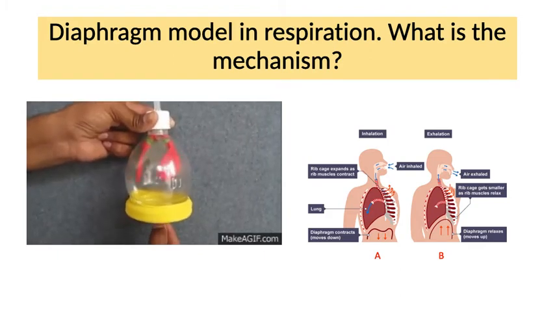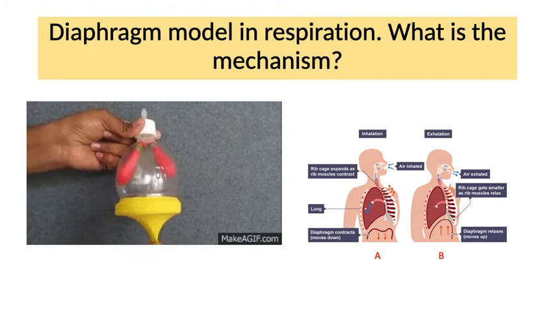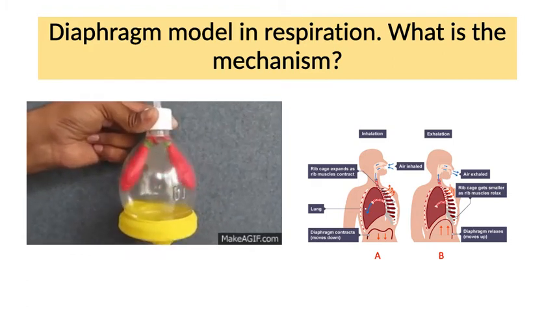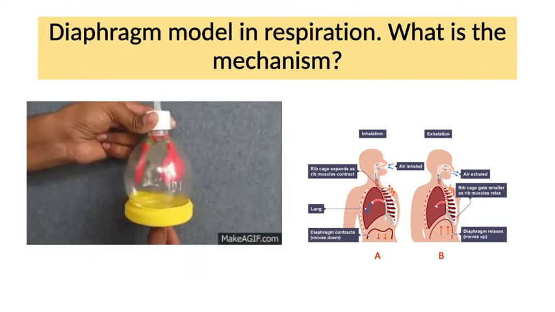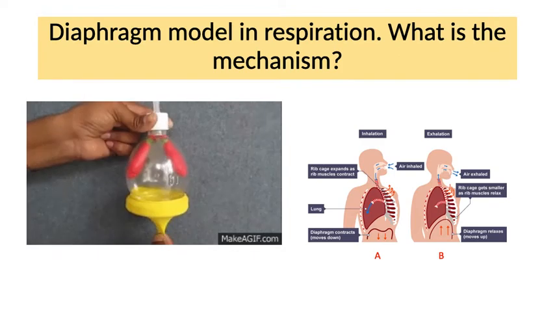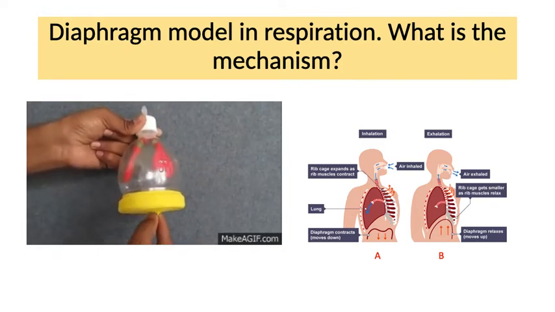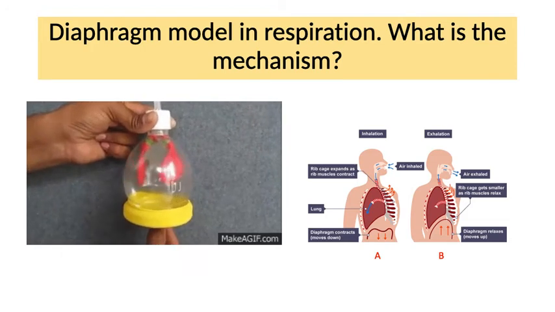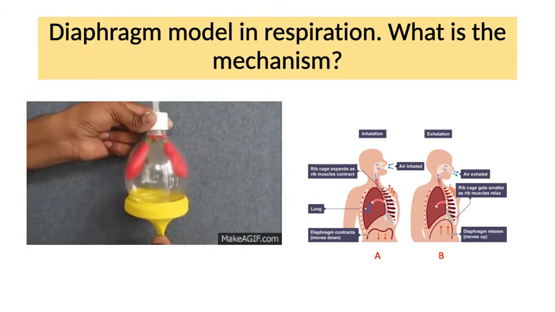In this slide you can see an animation on the left side, so you can take time to watch it. In the bottle you can see two little red balloons. Those are the representatives of our lungs. And how about the yellow one, the yellow rubber? Yes, that's the representative of our diaphragm.